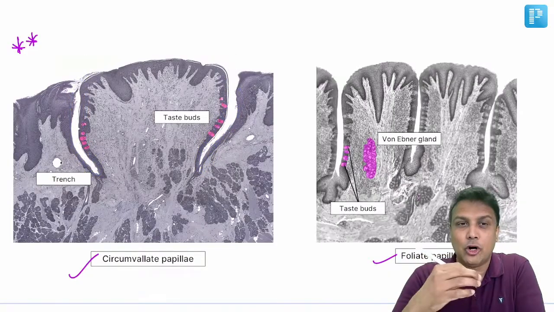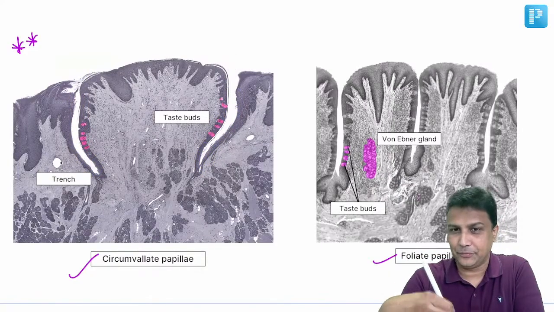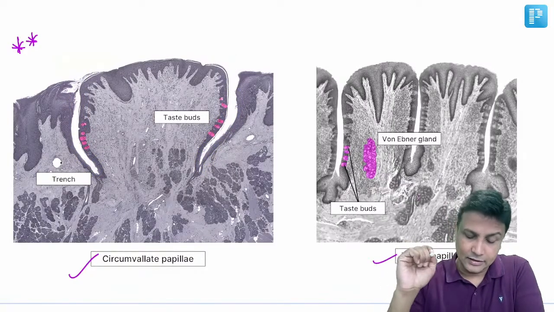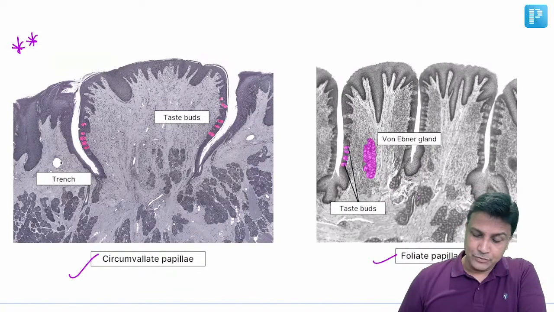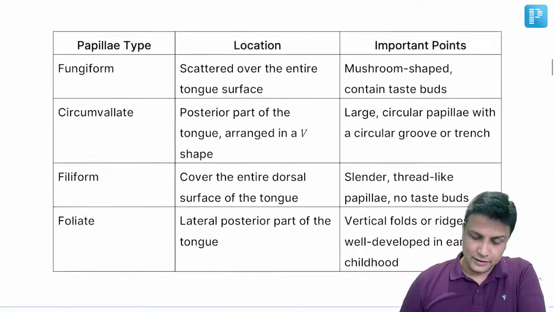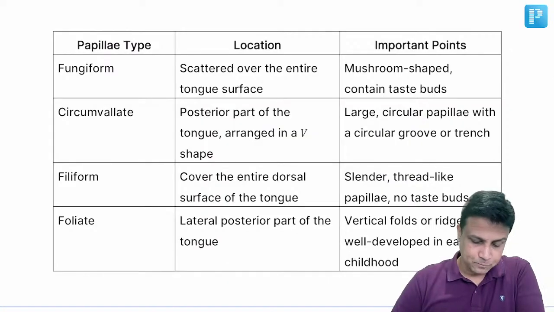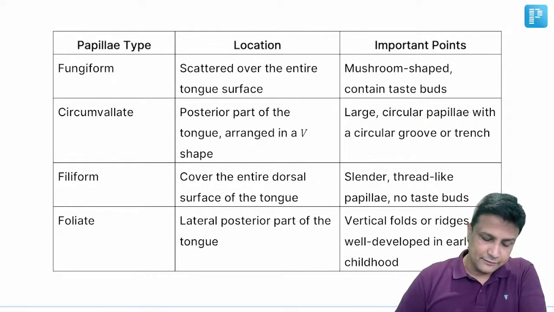There'll be a trench or a groove on either side. By that you'll be able to identify. That is something really important. Now I'll tell you certain points regarding all these papillae that you have to remember. First let me tell you about the circumvallate papillae. Where are they exactly located, guys?